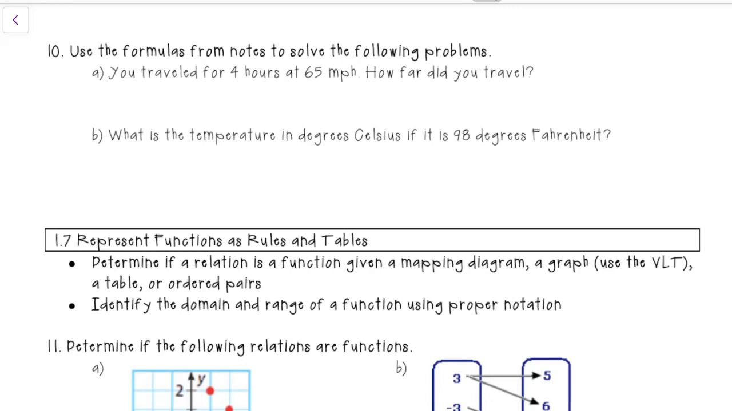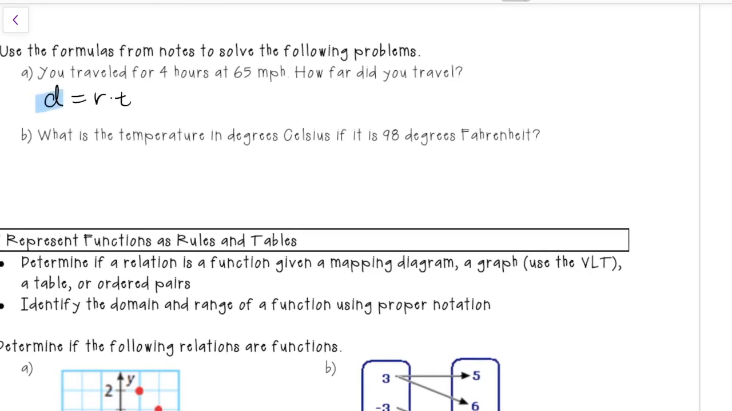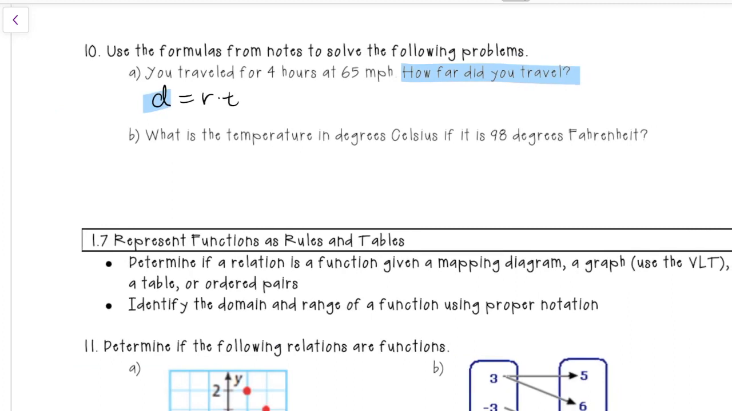So in problem number 10A, we know that we traveled for 4 hours at 65 miles per hour. How far did you travel? We are going to use our formula of distance equals rate times time. We're asked to find our distance. We know we traveled for 4 hours. That must be our time.